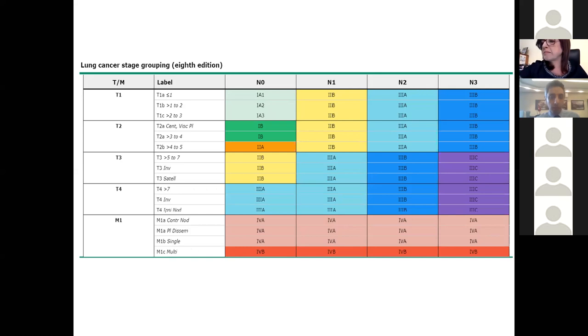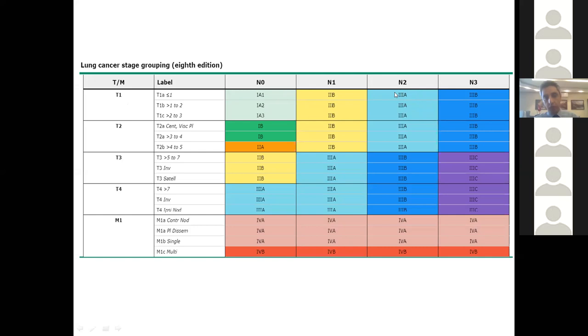Now, what I wanted to show you in this table is mainly the importance of the N2 and N3 lymph nodes. So if you have a small nodule, a T1 nodule, and you have N0, you're stage 1A. If you have an N2 lymph node that's positive for malignancy, you're at stage 3A, and the treatments obviously are completely different.